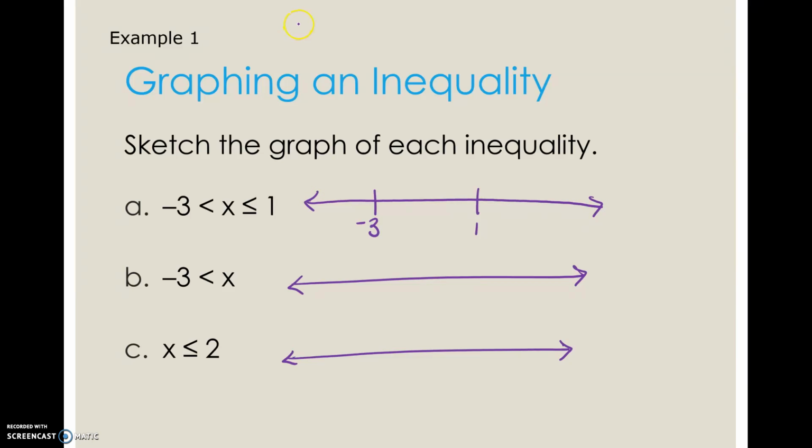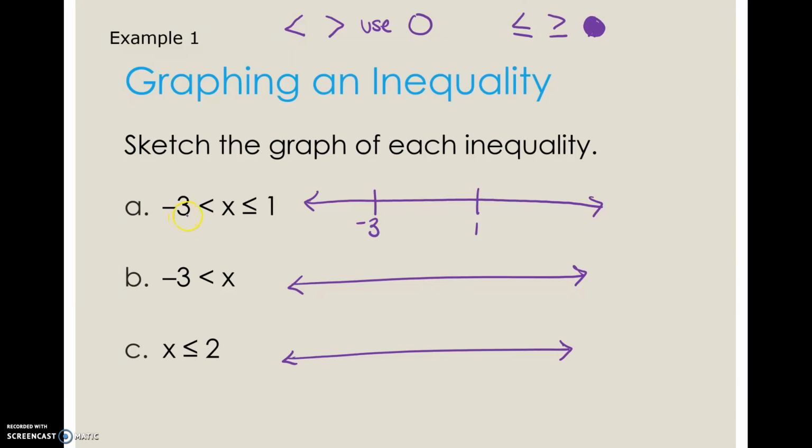Okay, quick little recap. If it is one of these symbols, less than or greater than, you use an open circle because it's not equal to, so the shading can't be on that number. Shading indicates that it can be that number. So if it's not equal to, it can't actually be that number. It's everything up to, but not including that number. If we have these symbols, we need to use a filled in circle because the shading includes that number.